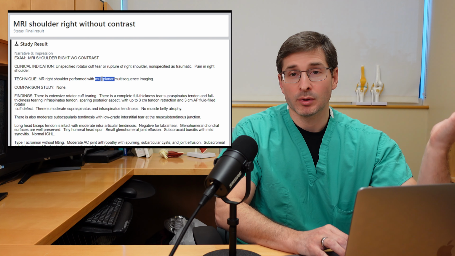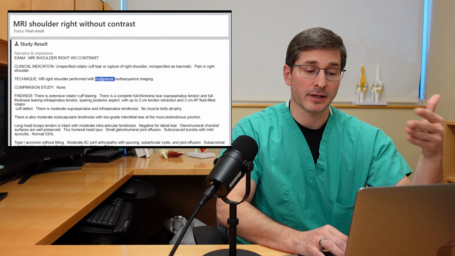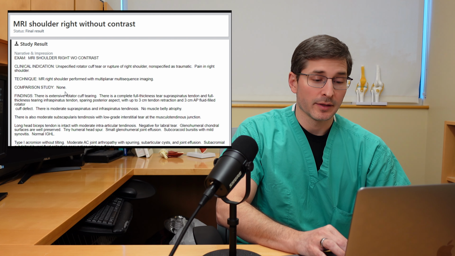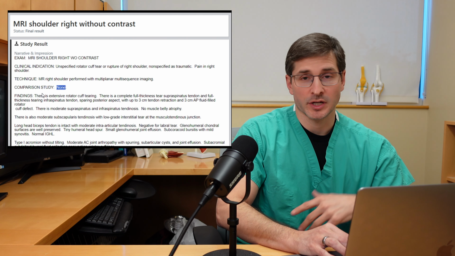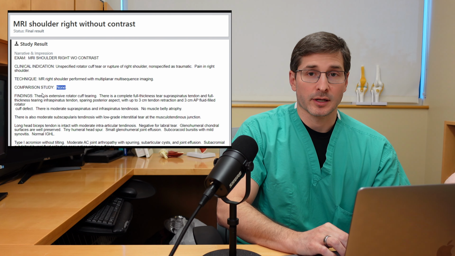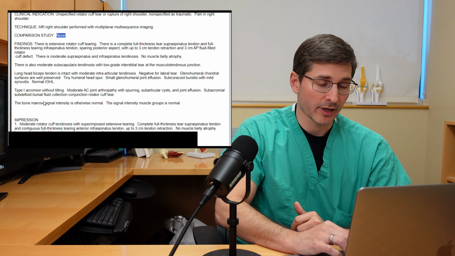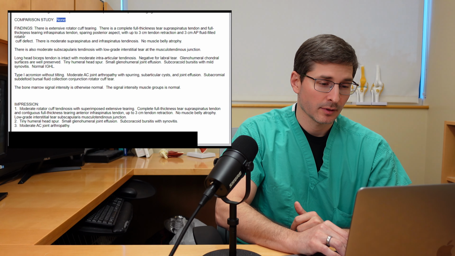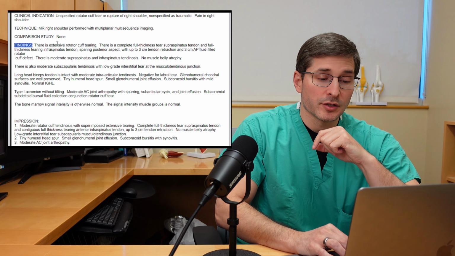It says, again, multiplanar sequencing or imaging, which just means that you're getting different perspectives on the image. And in this patient, like before, there's no comparison study. So she hasn't had a previous MRI that the radiologist can compare this to. And so as we scroll down, we'll look through the findings here. And so here we are in the findings. So they just start straight off.